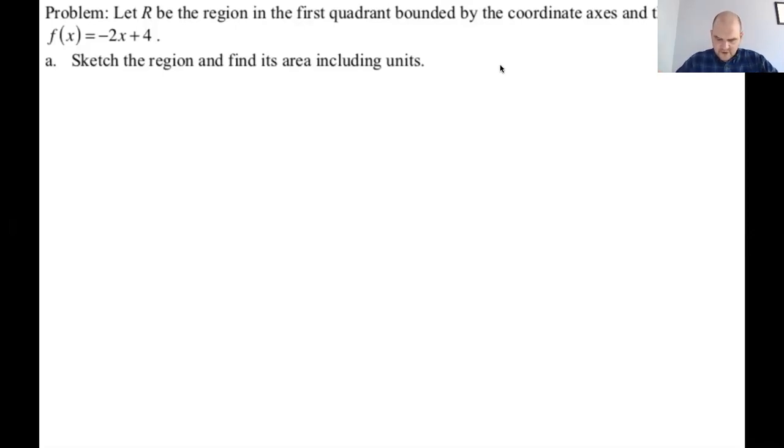Let R be the region in the first quadrant bounded by the coordinate axes and the function f of x equals negative 2x plus 4. Sketch the region, find its area, including units. All right, we got this.